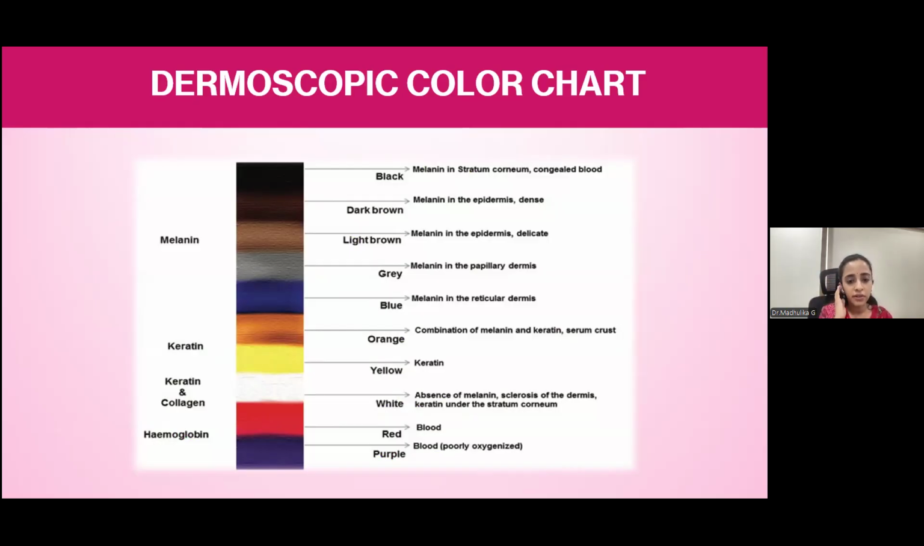And if it is keratin, you can see yellow or orangish structures. Keratin can also be visible as white structures. And even collagen or any fibrosis or sclerosis can be visible as white. If it is a vascular structure, red is usually for oxygenated blood, and purple is usually for poorly oxygenated, deoxygenated blood. Next slide.